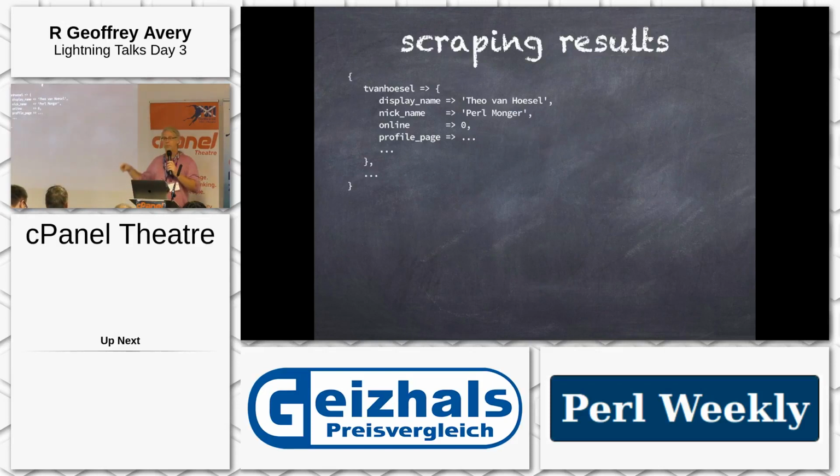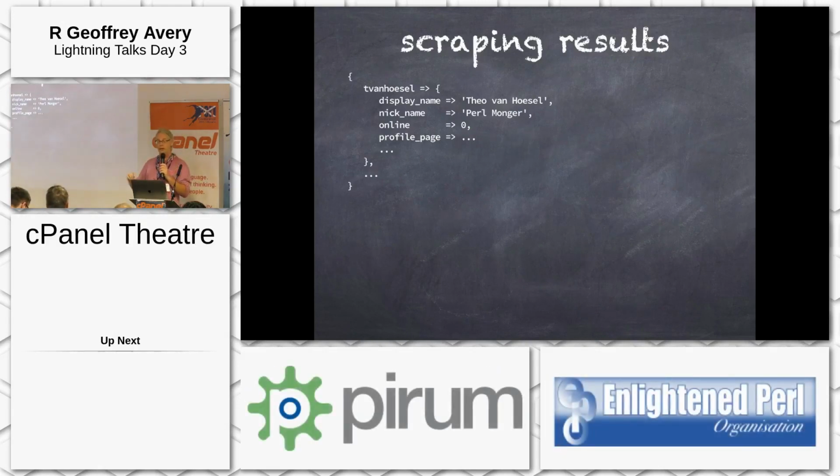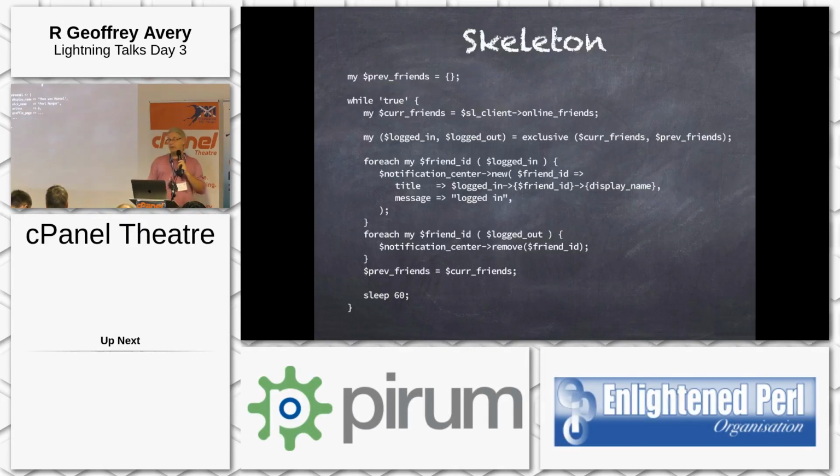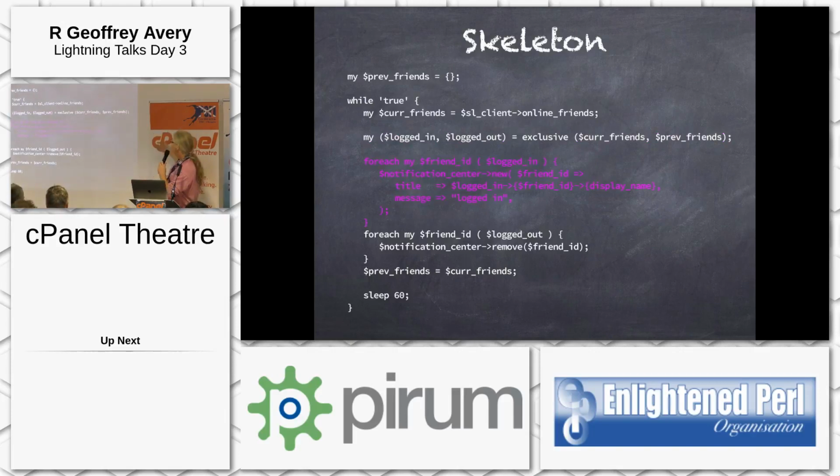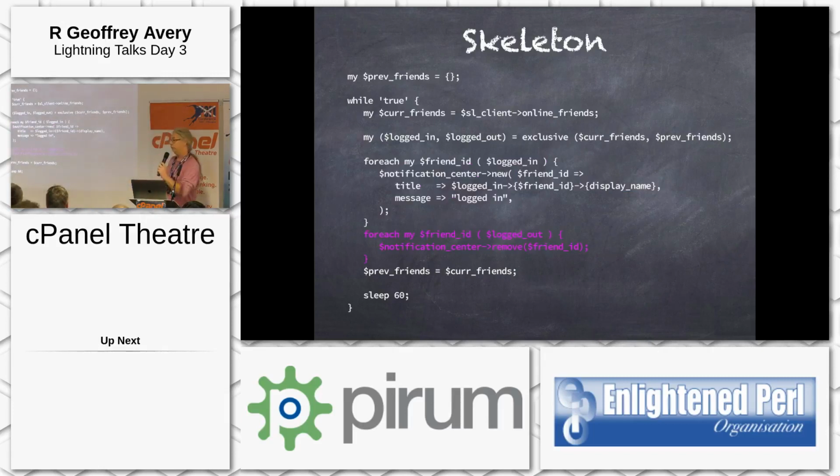Well, I started scraping the website from Second Life, trying to find out whose friends were there. There's a thing that says online 0 or 1. And yeah, try to build that kind of skeleton that looks like my application that says, all right, so I have some previous friends. I do a loop over 60 seconds, I do it again. And what will I do? I have my current friends, and then I want to see which ones are logged in or logged out based on the current friends or the previous friends. Then I do a loop over all my logged in friends, do a notification, and the ones that logged out, I do a notification and remove them. All right, so far so good.